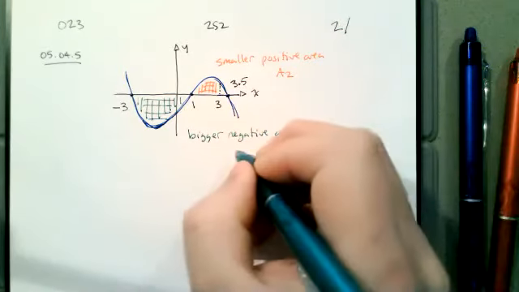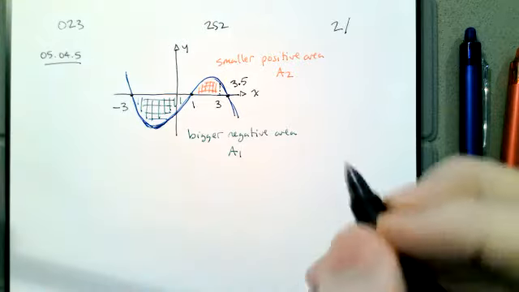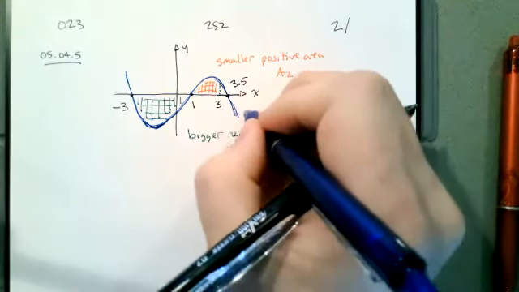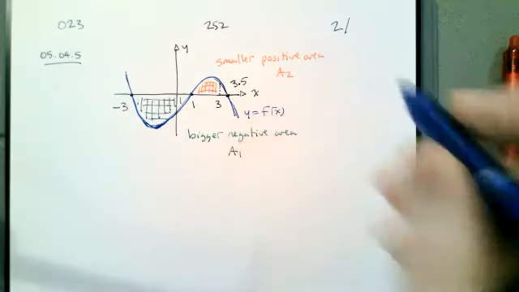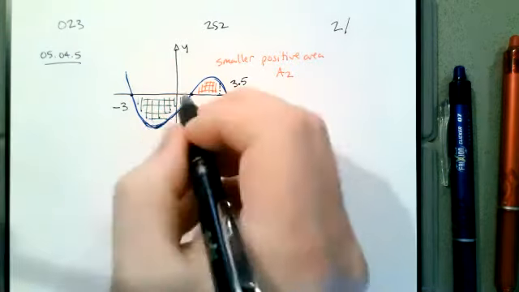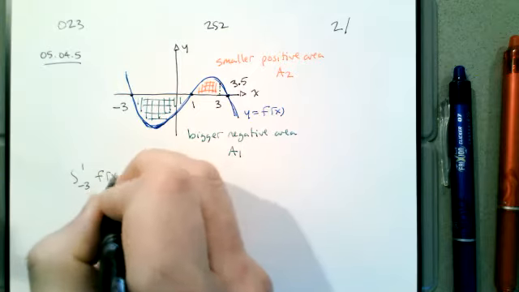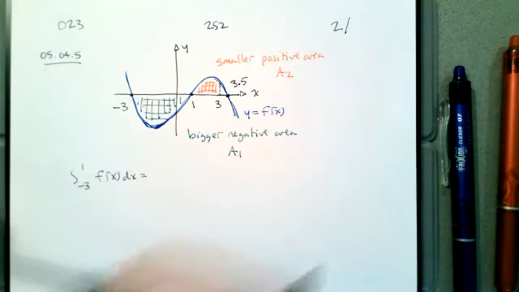Let's say that the bigger negative area has an area of A1. What I mean is that the definite integral from -3 to 1 of this function will be -A1. I list area as being a positive number, but the definite integral will calculate area below the x-axis as a negative number. So the integral from -3 to 1 of f of x dx will be negative whatever that area is.